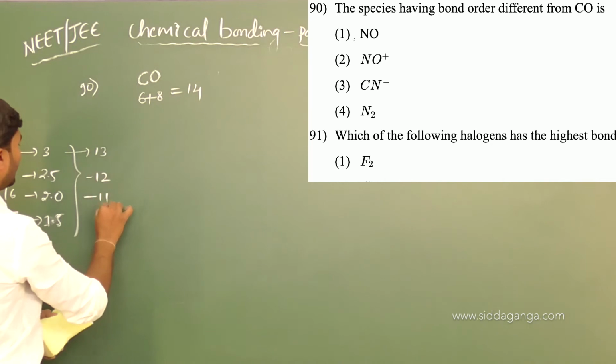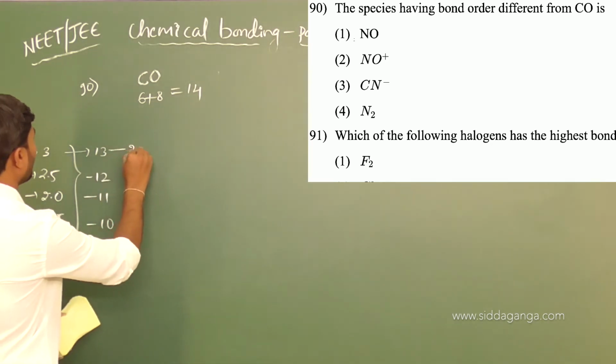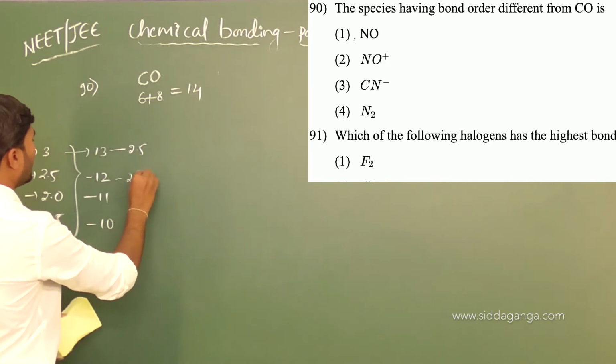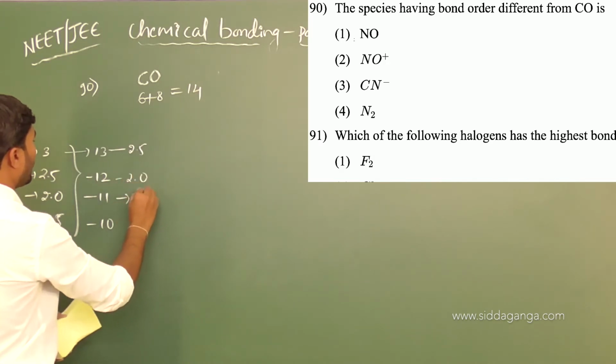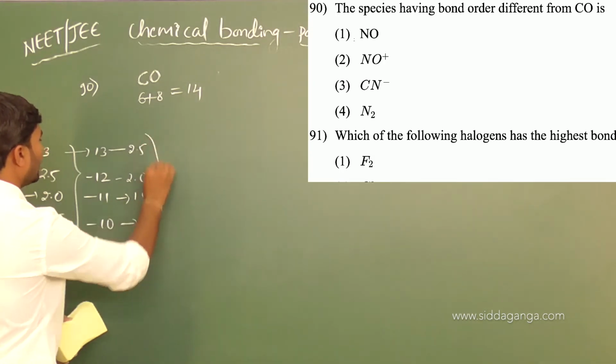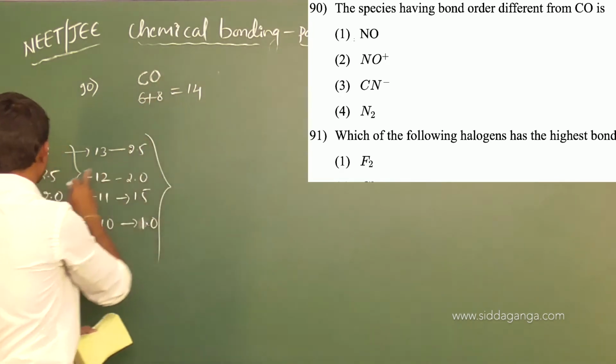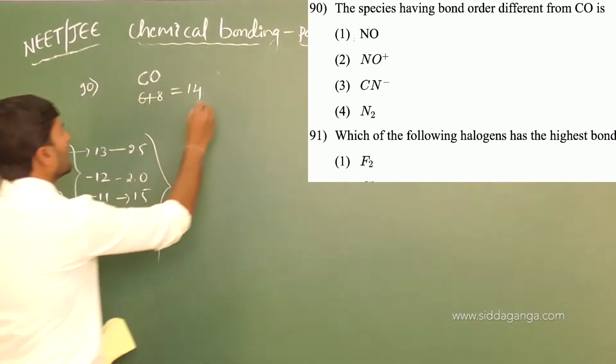12, 11 and 10. For 13 it is 2.5, again 2, 1.5 and 1. These are the order of bond orders. Okay, here we have 14 electrons now. For 14 electrons the bond order will be 3.